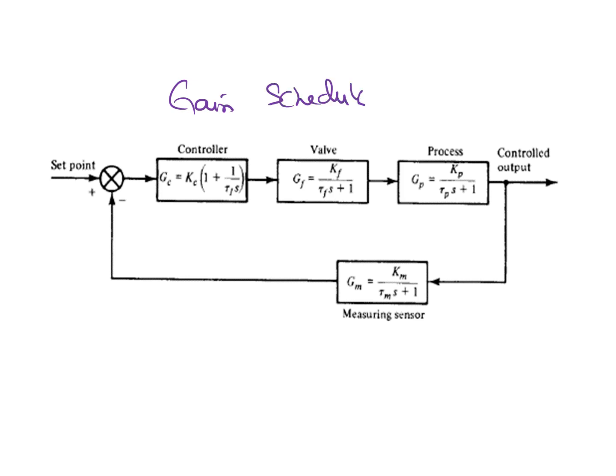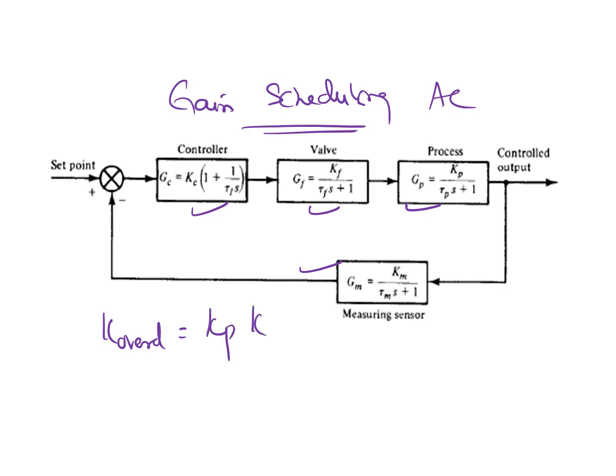Gain scheduling adaptive control. Gain scheduling, it's not AC, it is adaptive control. So say for example, one normal feedback controller. This is the process, this is the valve, the final control element, this is the controller, and this is the measuring device. In this, we can take K overall, meaning the overall constant. So what is the overall constant? You take all the gains. First, let's start from the process KP, and then KM, and then KC, and then KF.